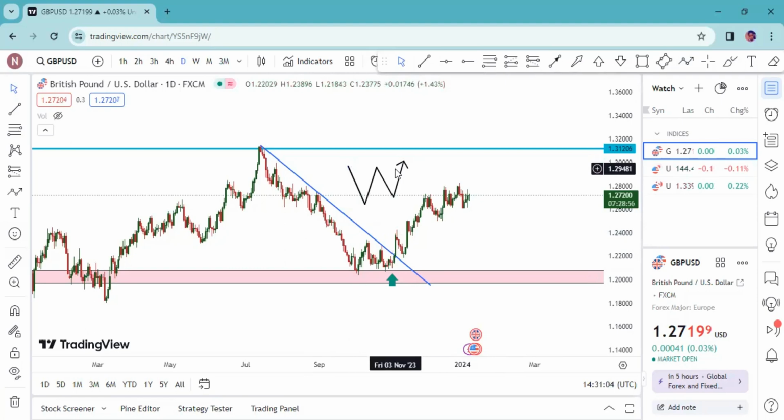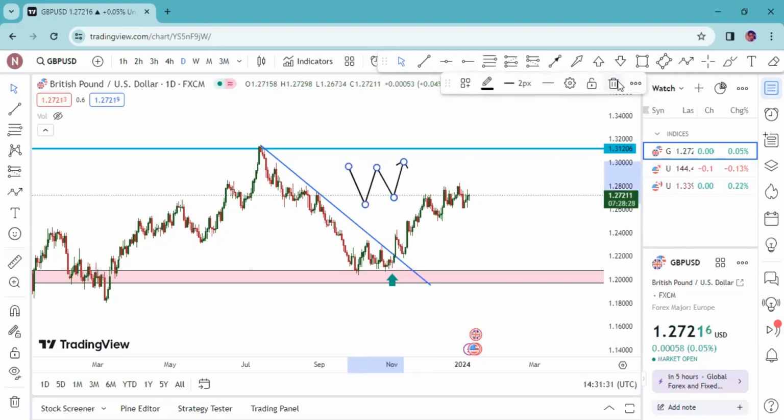And what is the meaning of a double bottom? A double bottom means it's a reversal pattern. It means that this market is exhausted. This market doesn't want to go down again. Now this market wants to shift to bullish. Do you understand me up to there? This market wants to change to bullish.